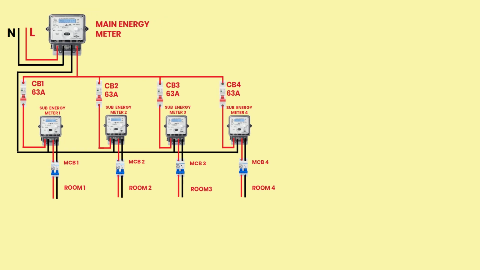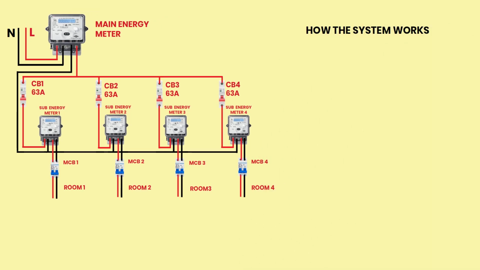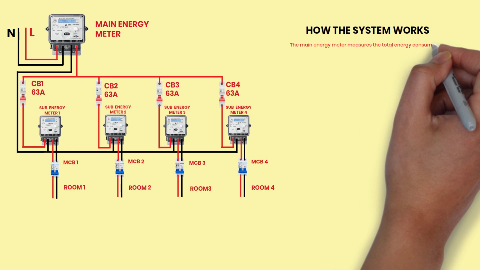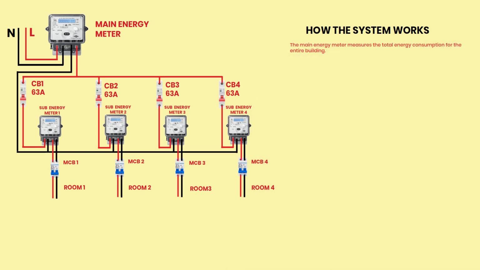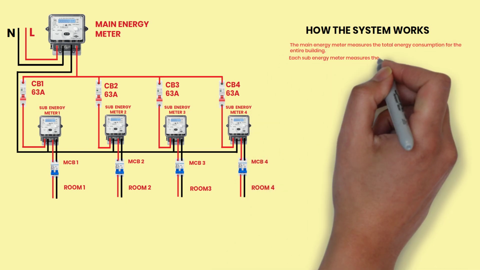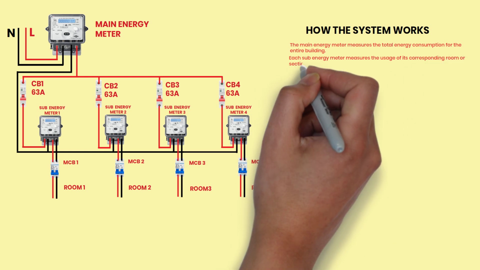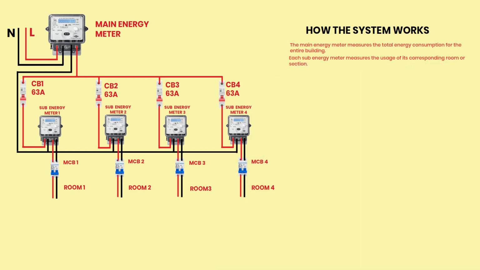Now, let's quickly understand how this system works. The main energy meter measures the total energy consumption for the entire building. Each sub-energy meter measures the usage of its corresponding room or section. This allows you to easily track energy consumption and manage separate electricity billing for each room.